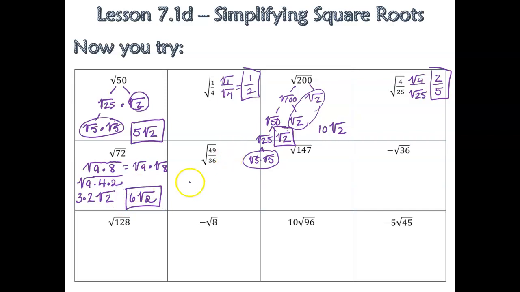I'm going to take here the square root of 49 over the square root of 36. Those are both perfect squares. Square root of 49 is 7. Square root of 36 is 6.